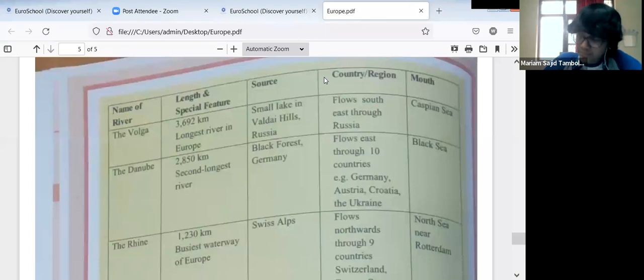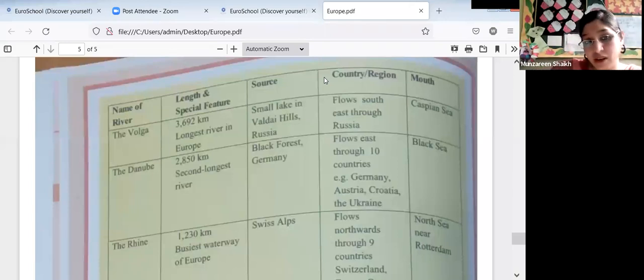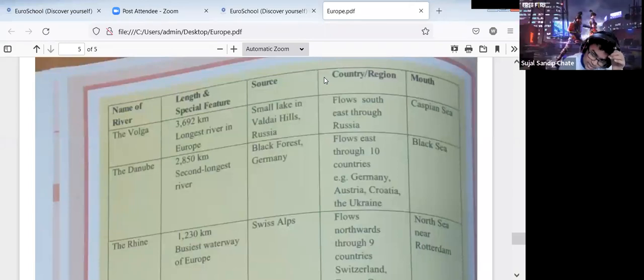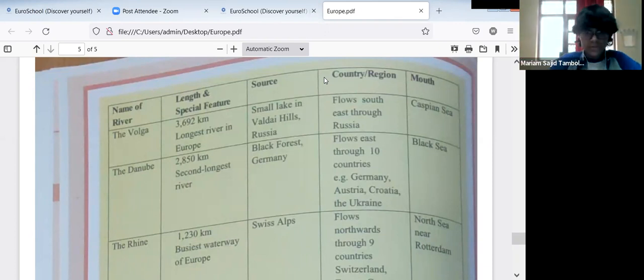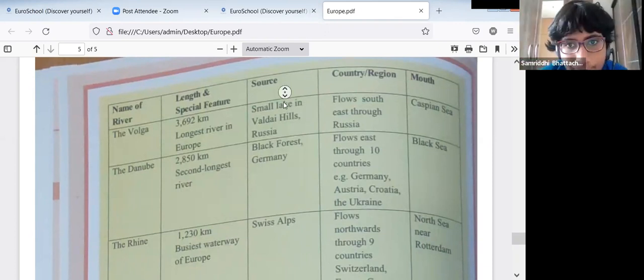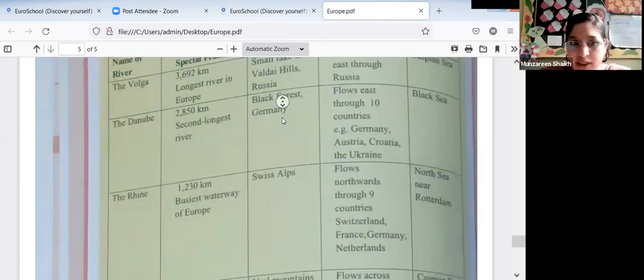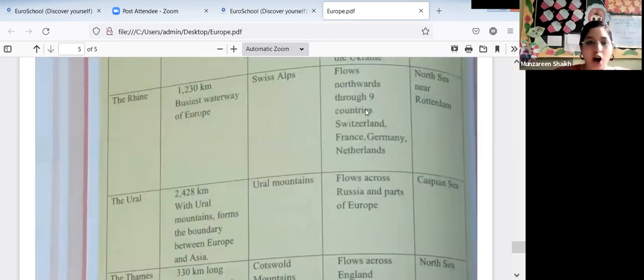And what is the mouth of this particular river? The Black Sea. Clear? Yes, ma'am. Any questions? No, ma'am. Have you all understood till here? Yes, ma'am. All right. So shall I go further? Yes, ma'am.